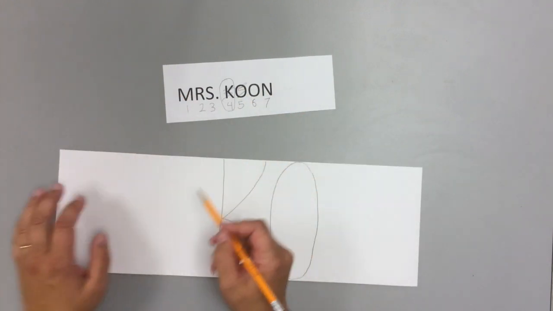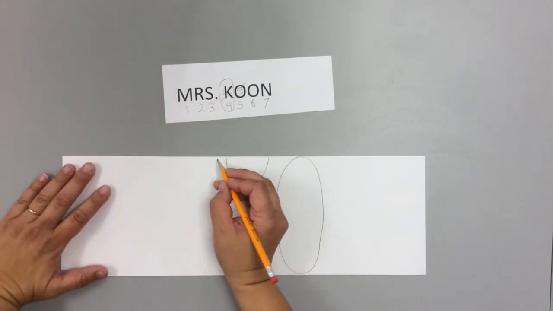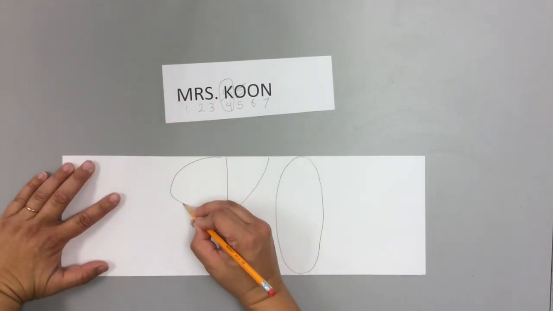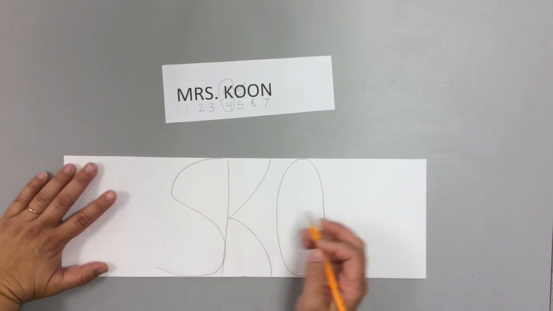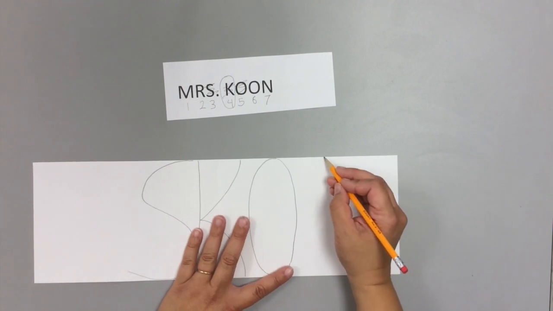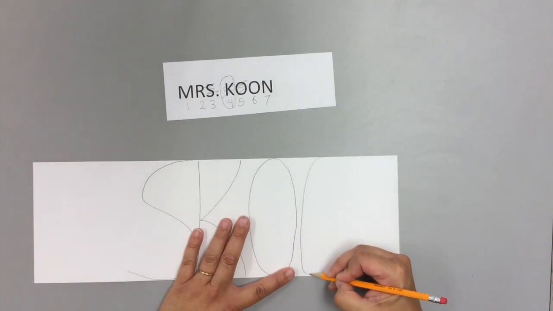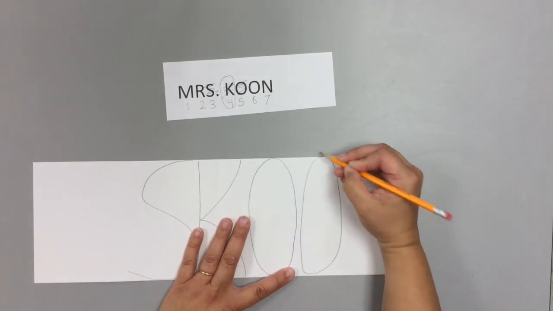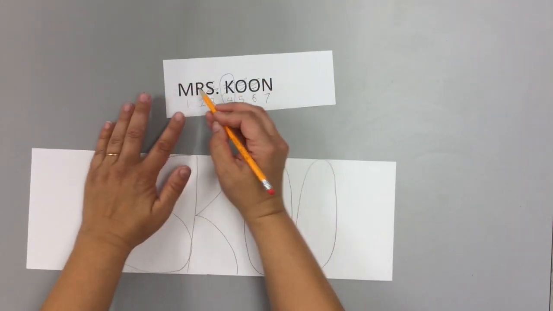Cross that off. Now I'm going to go on this side. It's my S. All the way to the top, all the way to the bottom. And cross that off. O, all the way to the top and the bottom. Cross it off. R.